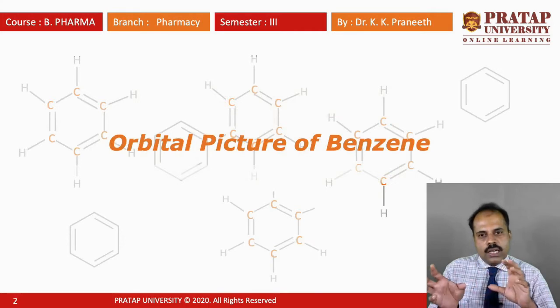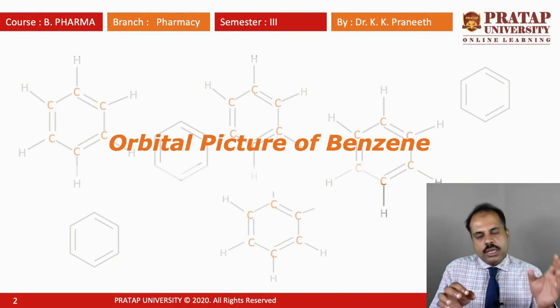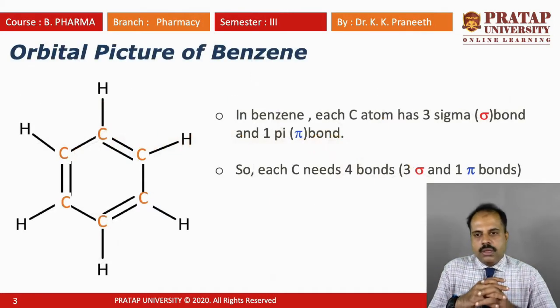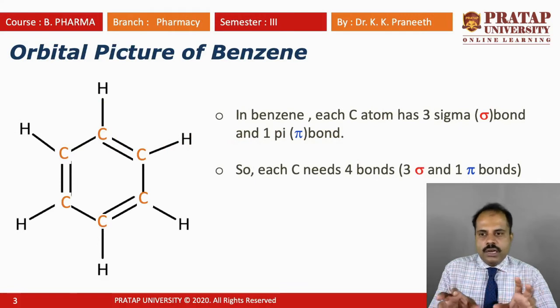In the last class we saw a brief introduction to the orbital picture of benzene, how the sp2 hybrid orbitals are formed, and how they form from the unhybridized orbitals. So let's slightly review this orbital picture of benzene.